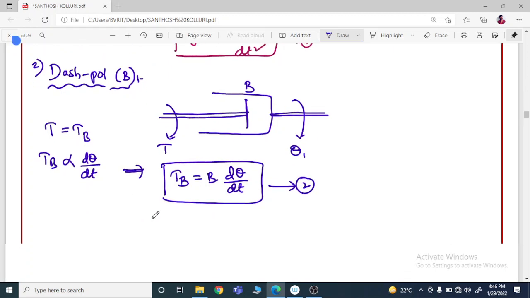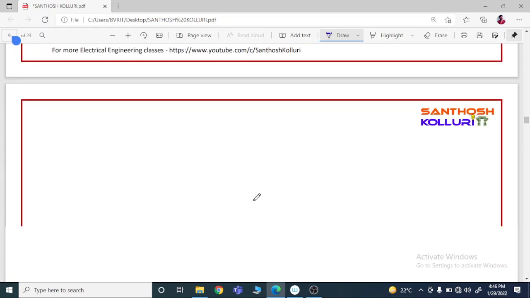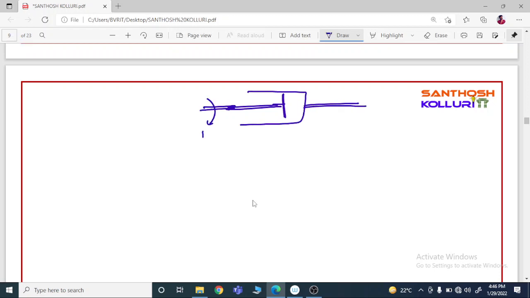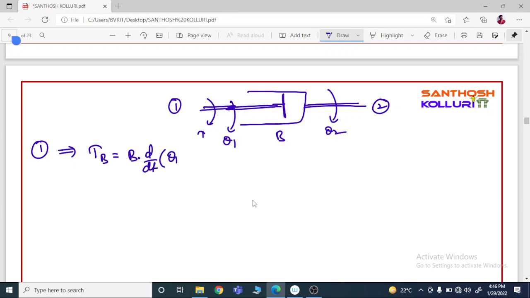Here we are having another case, as we discussed in the mechanical translational system. When we are having displacement on either side, angular displacement, it can be considered like this. This is theta 1 and this is theta 2, and this is the dashpot B. When I am representing with node 1 and node 2, with respect to node 1, the torque opposed by the dashpot can be written as B into d by dt of theta 1 minus theta 2. With respect to node 2, TB is equal to B into d by dt of theta 2 minus theta 1.